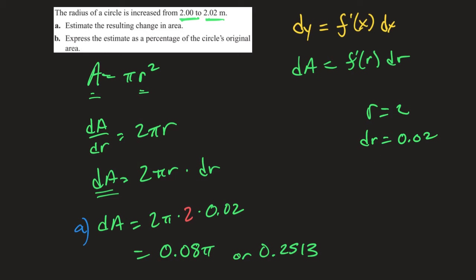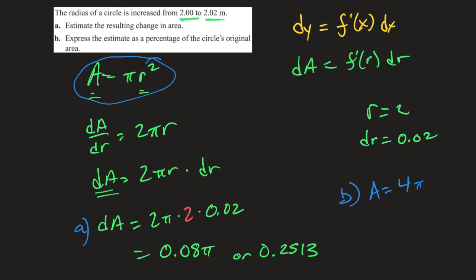Now letter B asks us to estimate that change as a percentage of the original area. So that means we've got to compute the original area. Well, the original area is easy to compute. We just use this formula with the 2 in there. So that's 4 pi. So the original area is 4 pi. And not sure why I switched to blue there. Actually, I know why. I was going to put my letters in blue, and then I kept writing.